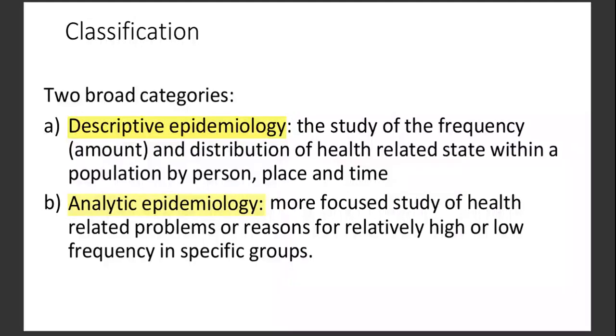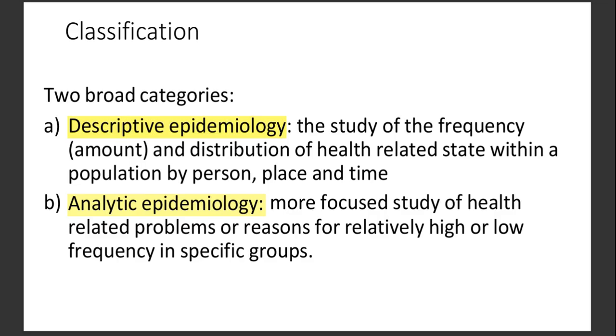Now, when you are classifying epidemiology, you classify it into two main categories: descriptive epidemiology and analytic epidemiology. Descriptive is the study of the frequency and distribution of health-related states within a population by person, place, and time. It is descriptive. You're trying to describe. You are looking at how often a condition happens and how this condition is distributed. Okay. So that is descriptive epidemiology.